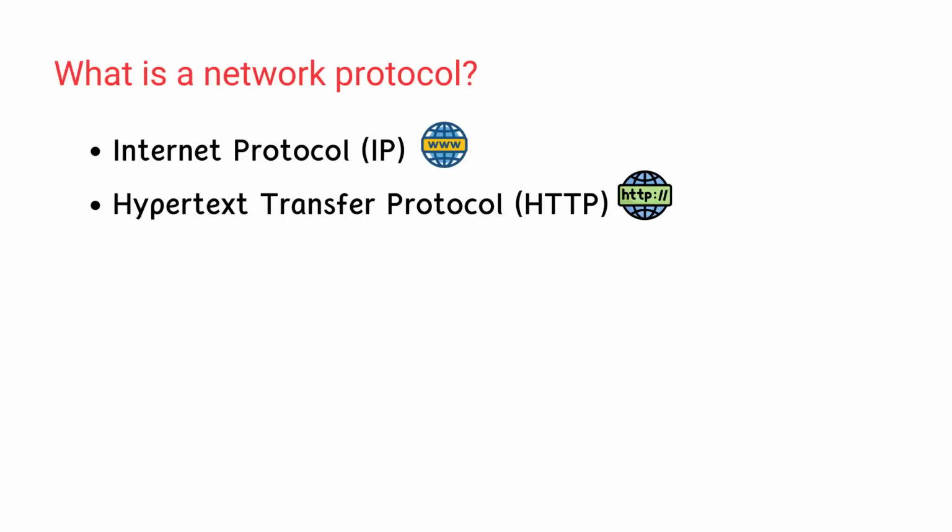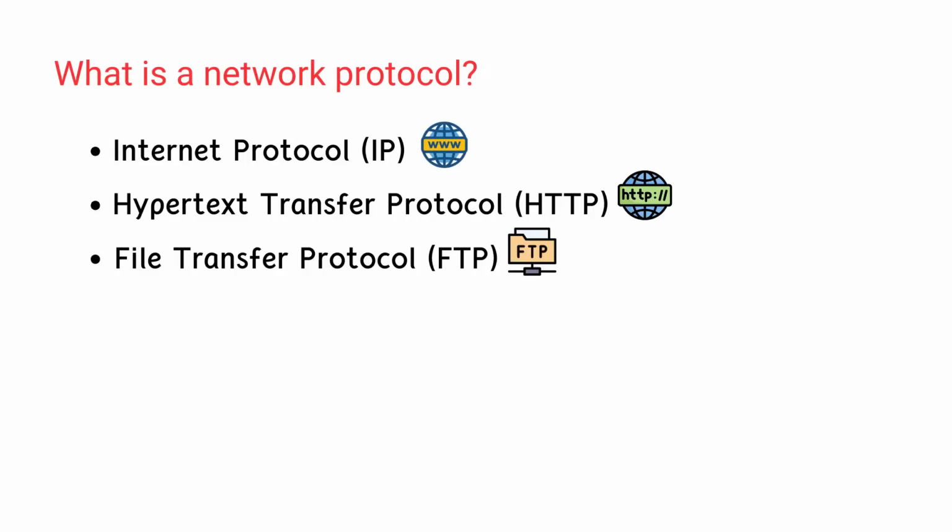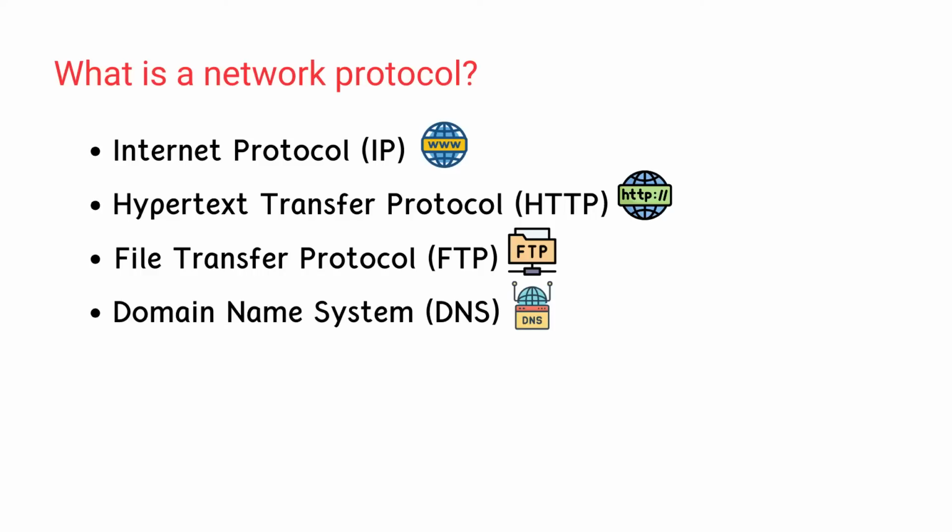Hypertext Transfer Protocol allows web pages to be transmitted between web browsers and servers. File Transfer Protocol allows files to be transferred over the network. It is used to upload and download files. Domain Name System converts domain names to IP addresses so that users can access websites with their domain names.